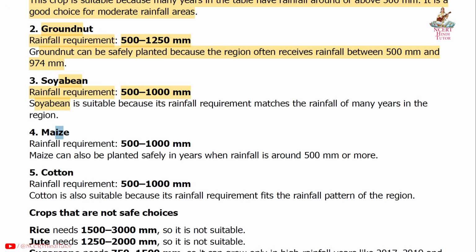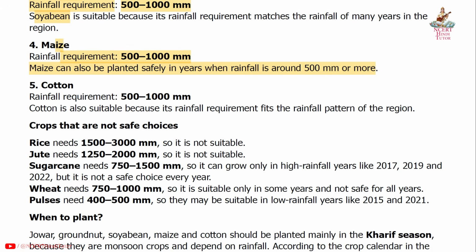Fourth, maize. Rainfall requirement 500 to 1000 mm. Maize can also be planted safely in years when rainfall is around 500 mm or more. Fifth, cotton. Rainfall requirement 500 to 1000 mm. Cotton is also suitable because its rainfall requirement fits the rainfall pattern of the region.